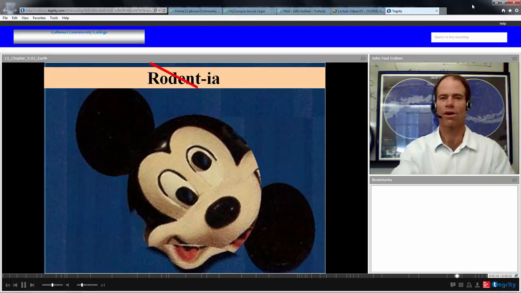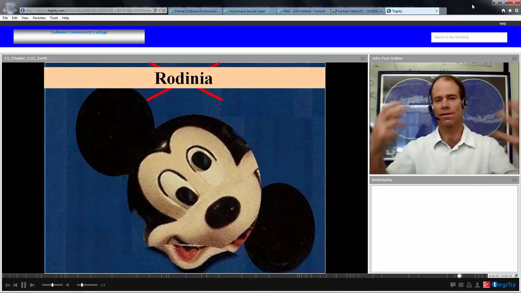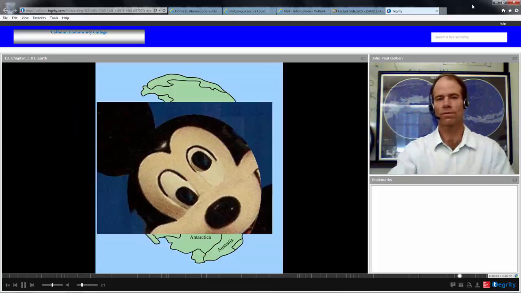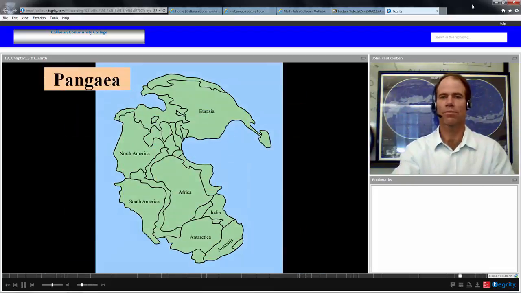Actually, it wasn't called Rodentia. It was Rodinia. So I just really took a lot of poetic license on that. But it was a supercontinent that broke up and reformed. And at some point, it reformed to make Pangaea, which was another supercontinent just prior to the kind of world that we see now.